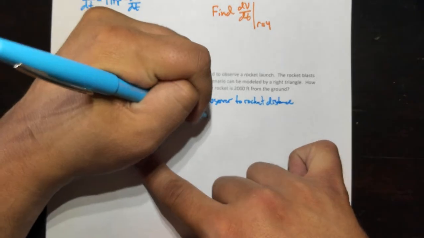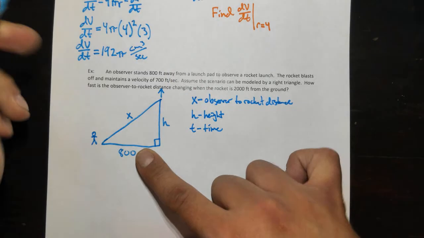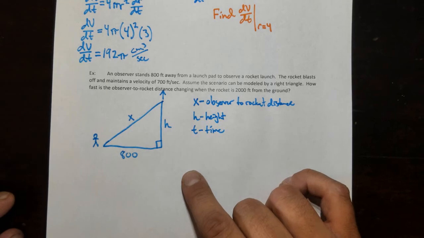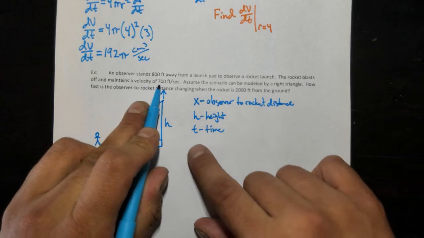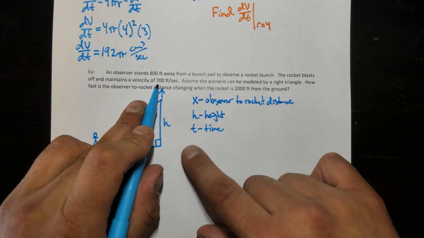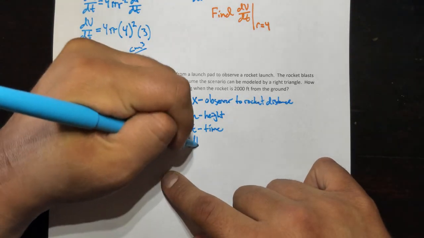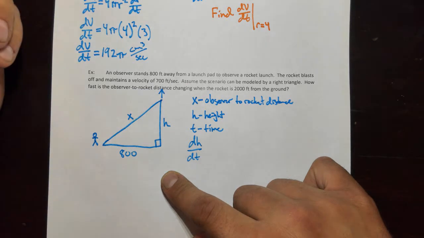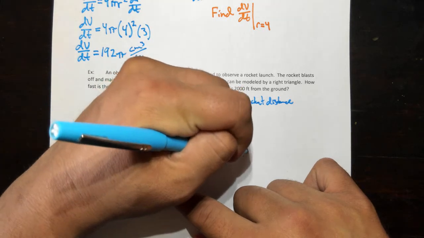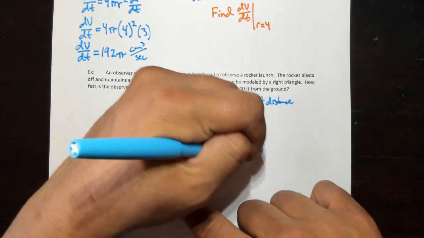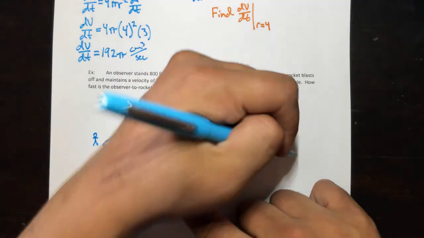H is the height. And of course we have time. And let's see, what are we given? We're given the rocket blasts off and maintains a velocity of 700 feet per second. So that's going to be dh dt. That is the rate of change of the height, isn't it? So we have dh dt, and that is the rate of change of height of rocket. And we're given that to be 700 feet per second.